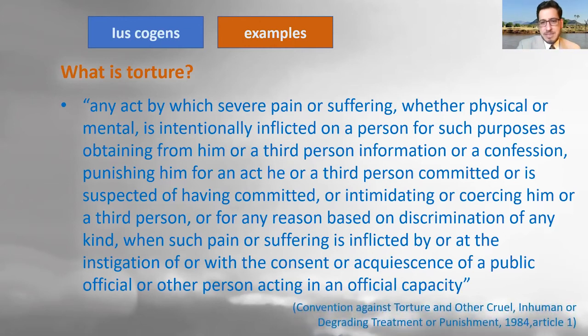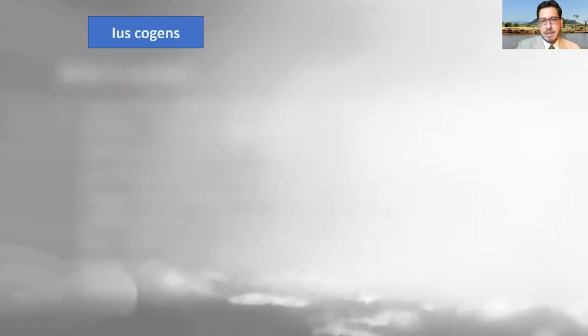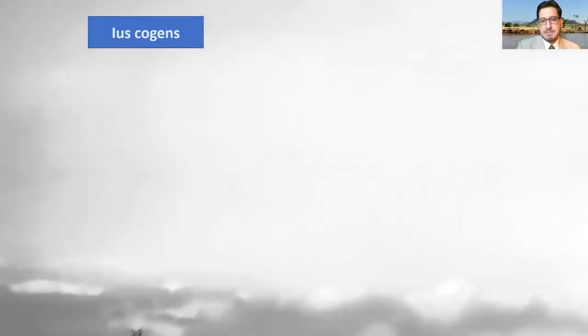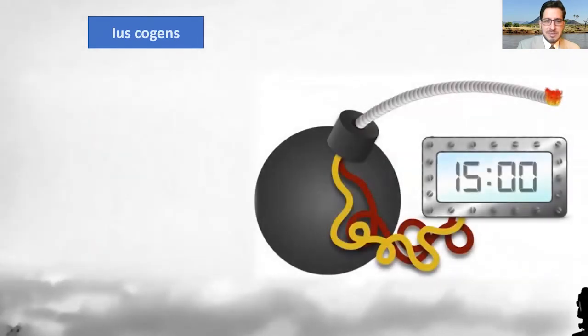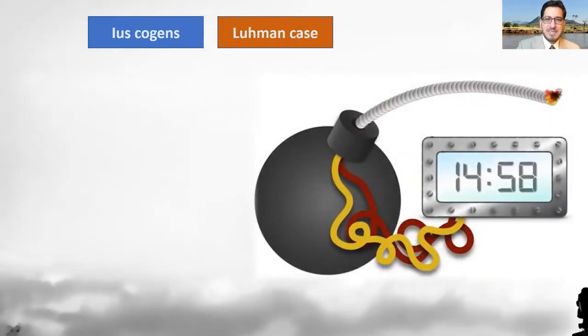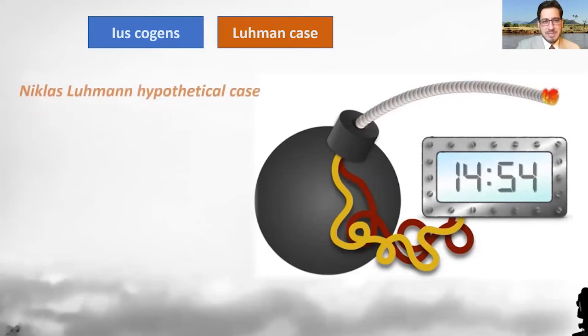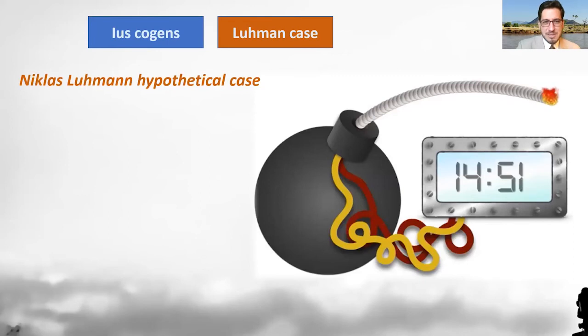So this is an example, no? Of the Convention Against Torture and Other Cruel, Inhuman, and Degrading Treatment and Punishment. Here is a guide that talks about this, and it mentions the Luhmann case. I don't know if you have heard about this case. It is a hypothetical case. We have seen Niklas Luhmann in jurisprudence, who is that guy.